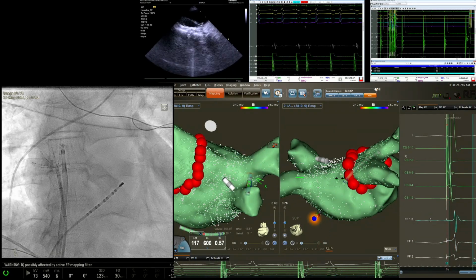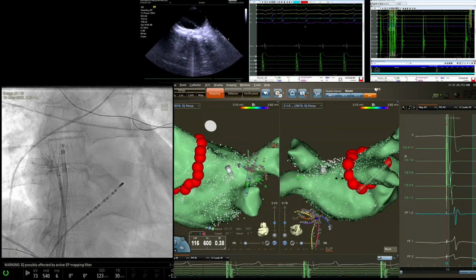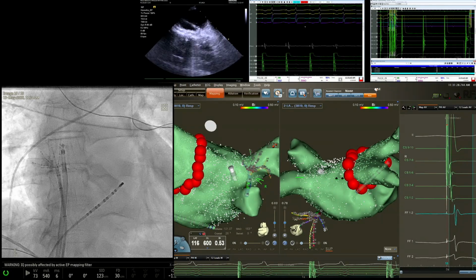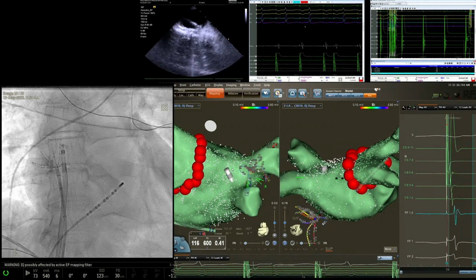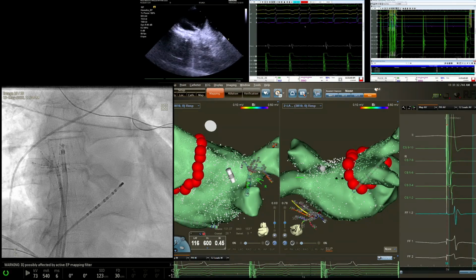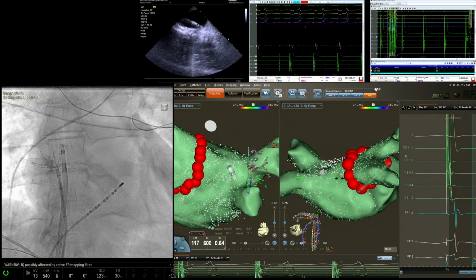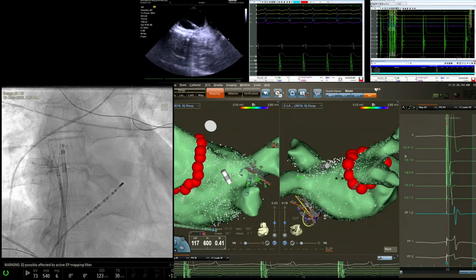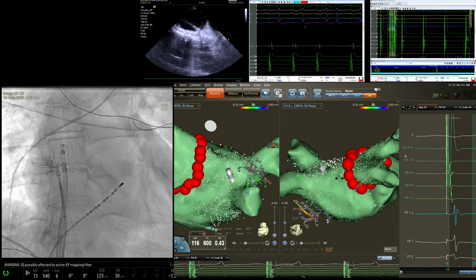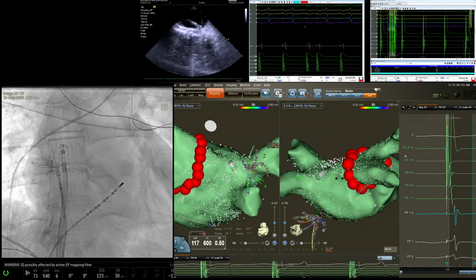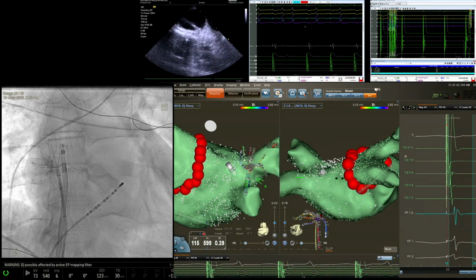Okay, good. So you see the ablation catheter there, the ablation electrode. Now we're getting more location and fluctuation. Because it's not integrated, the way we do this is once we feel like we're in a good location, we're going to click one of the points over here that we think we're at.